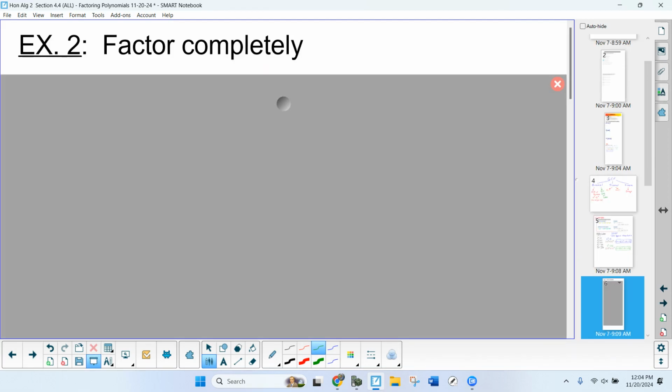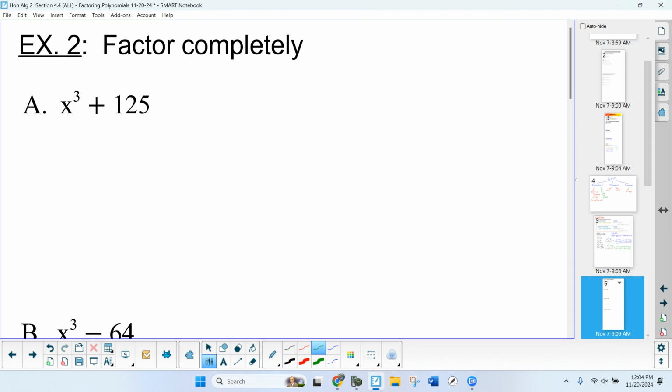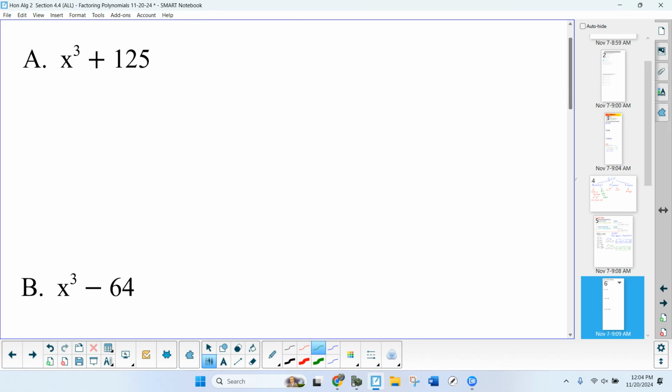Let's do example A and B. See if you guys can do A and B. Just A and B. We're going to skip C. Just A and B for a minute.